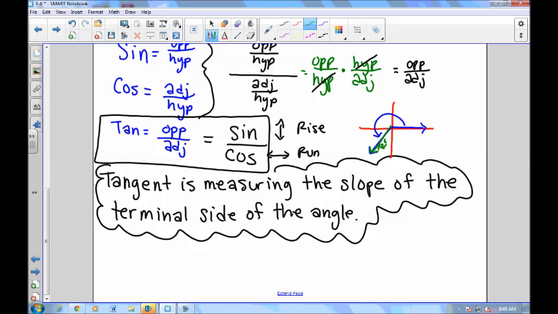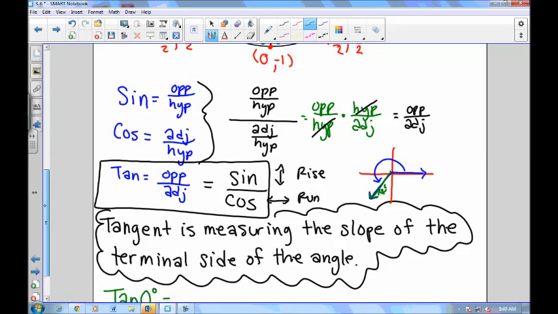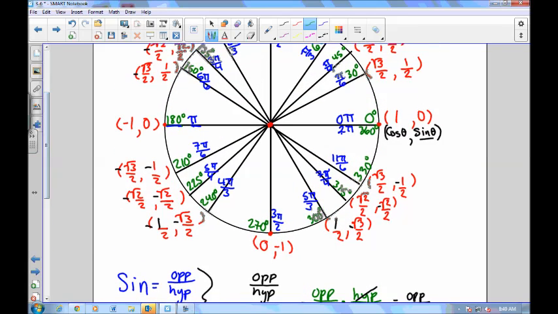Okay? But it's sine divided by cosine. So we're going to work out the first quadrant to figure out the slopes of all these. Sine divided by cosine. So again, if you're running out of room, do it on the back. This is just scratch work, but I expect you to actually have this work out. Tangent of 0 degrees. Sine divided by cosine.